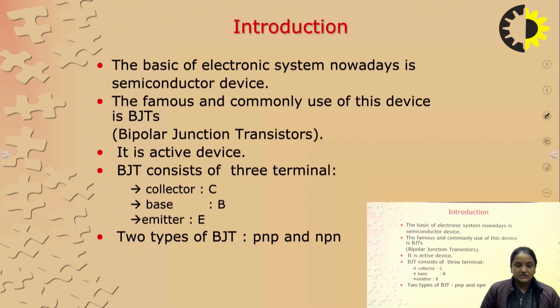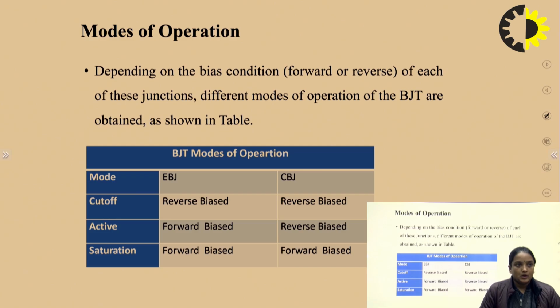So BJT mainly consists of three terminals, which are collector, base and emitter. It is basically of two types, which are NPN and PNP transistors. Modes of operation depend on the biasing condition. Biasing condition means forward bias or reverse bias.